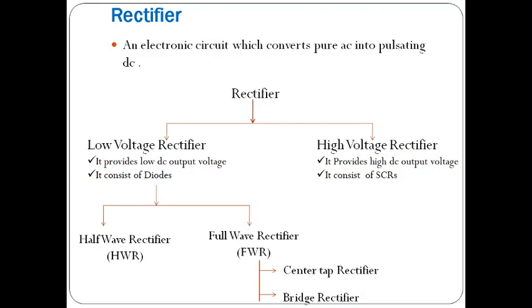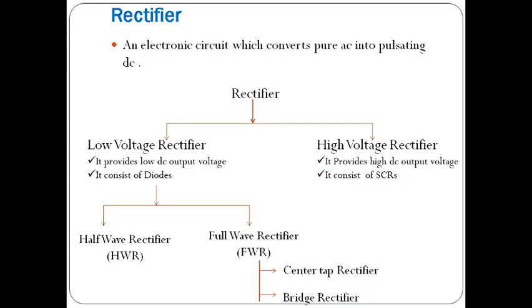So low voltage rectifiers are generally used in our electronic circuits which are of less power rating. These low voltage rectifiers are constructed by using PN junction diodes, and the high voltage rectifiers have high power rating. So these are constructed by using the power electronic device that is silicon controlled rectifier.